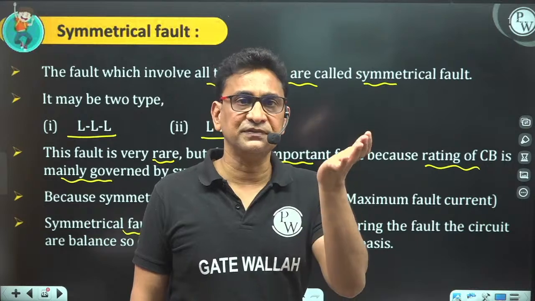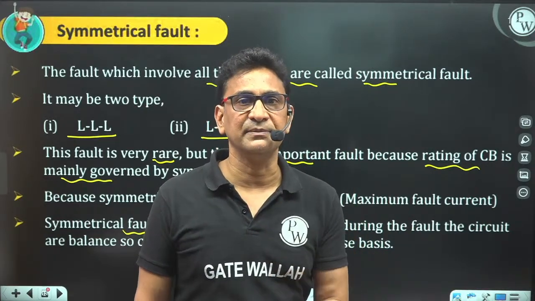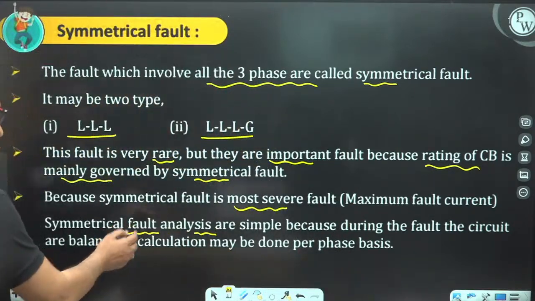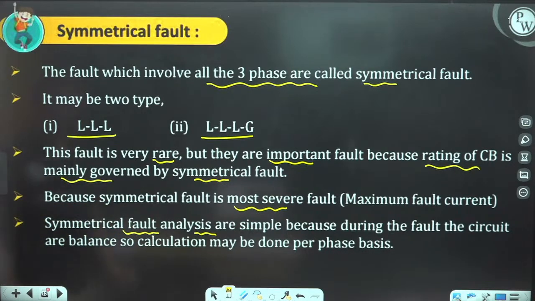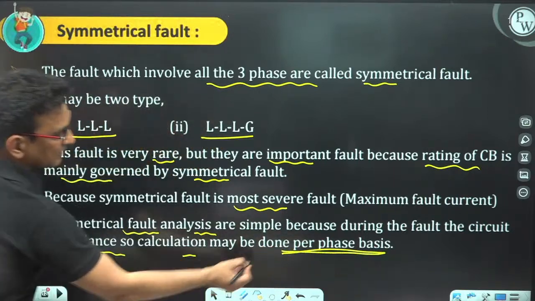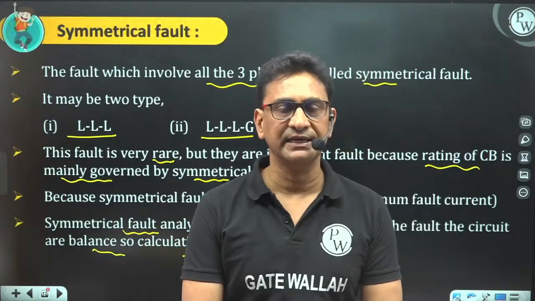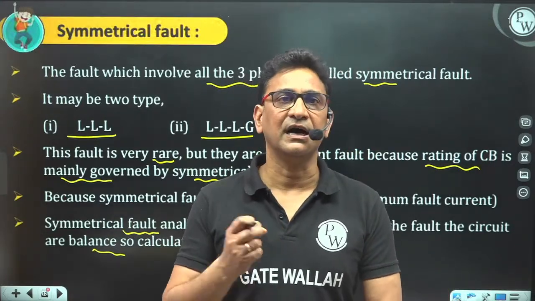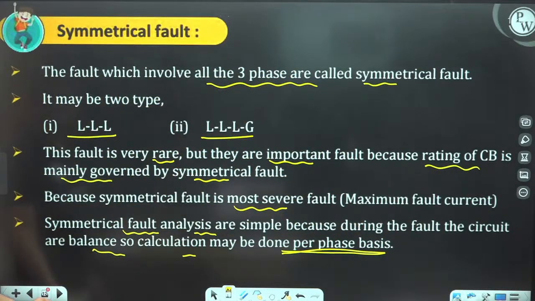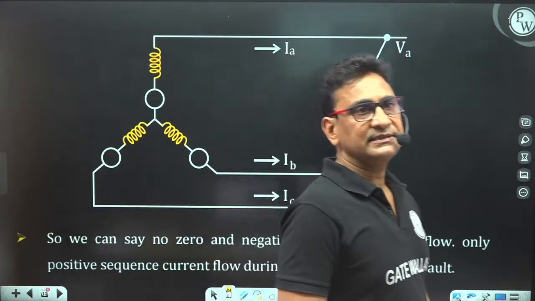We can convert the three-phase circuit into a single-phase circuit only, because in all three phases the value of current will remain the same, with a difference of 120 degrees in phase. Clear? So they are simple because during the fault the circuits are balanced. So the calculation may be done on a per phase basis. So analysis of the symmetrical fault is very easy compared to the analysis of unsymmetrical fault. Are all these points about the symmetrical fault clear? See, now let us analyze the symmetrical fault.